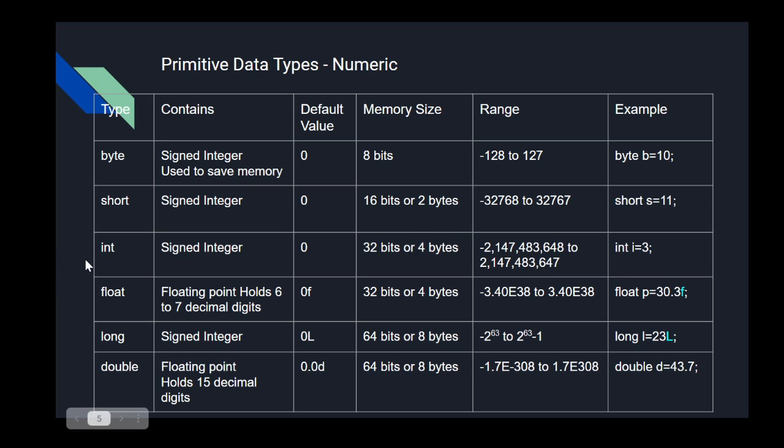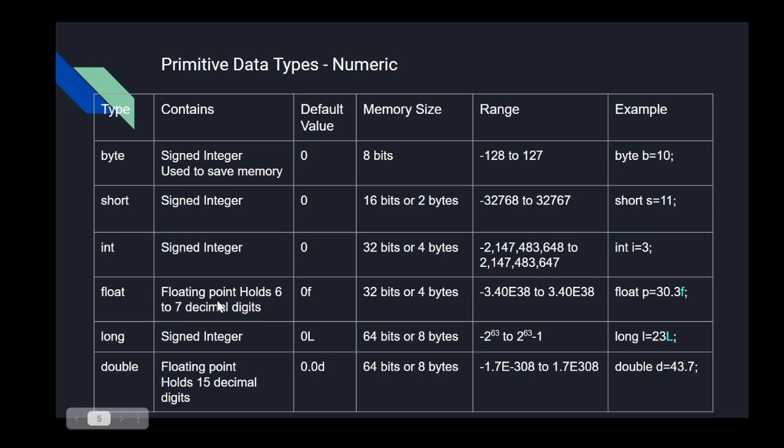Now we're on the next one, the int. This contains a signed integer. Its memory size is 32 bits or 4 bytes, which is double the amount of a short. Its range is negative 2,147,483,648 to 2,147,483,647. You write it as int i = 3. If you don't put anything in, you get a 0.